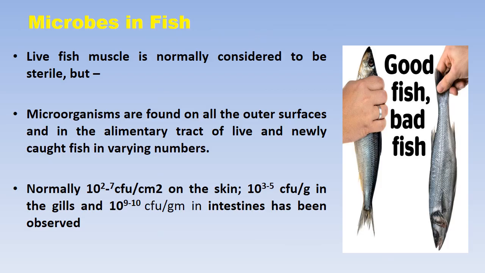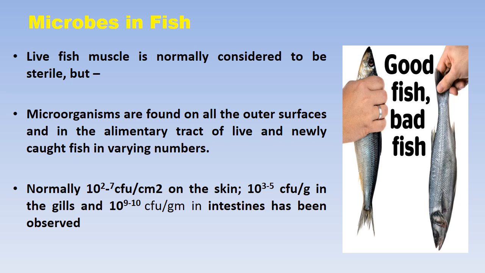Here first we will understand about the microbes present in fish, or the normal microbial load in fresh fish just after catching. In the case of live fish, the inside of the muscle is normally considered sterile, so no microbes will be there inside the muscle. However, microorganisms can be found on the outer surface and also inside the alimentary tract, even in live fish, and this number can vary, particularly in newly caught fish.